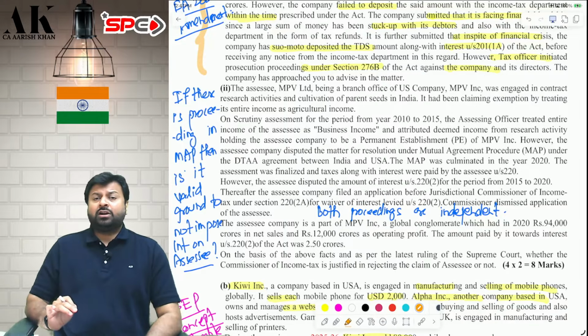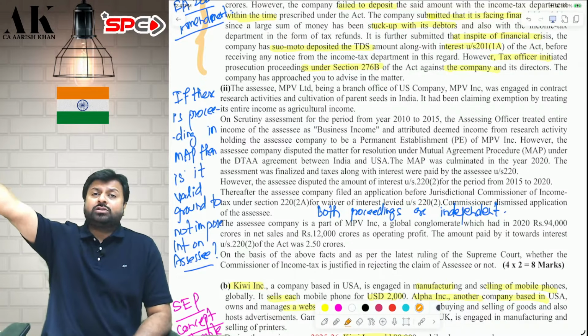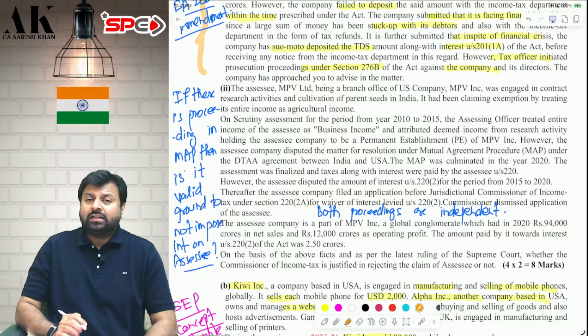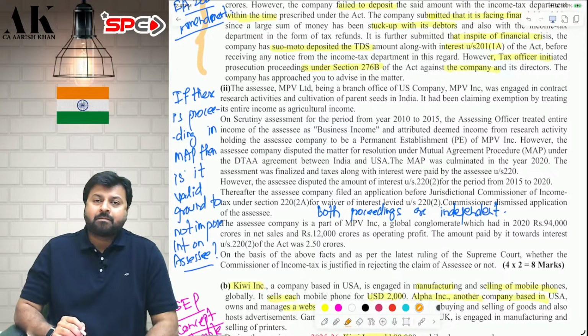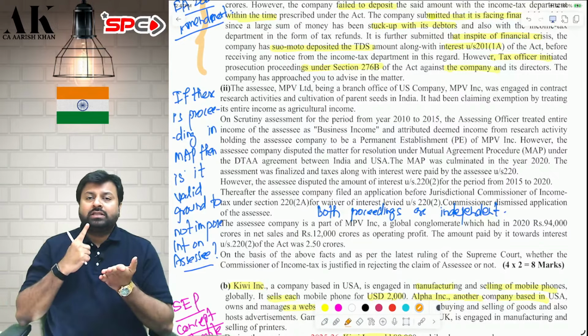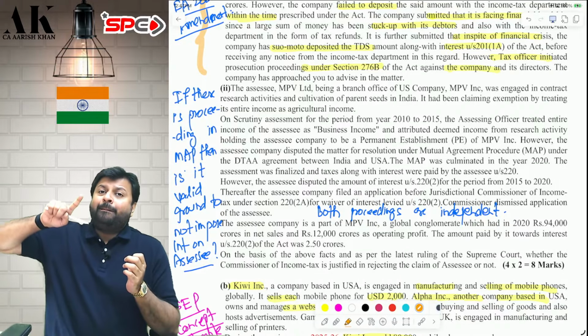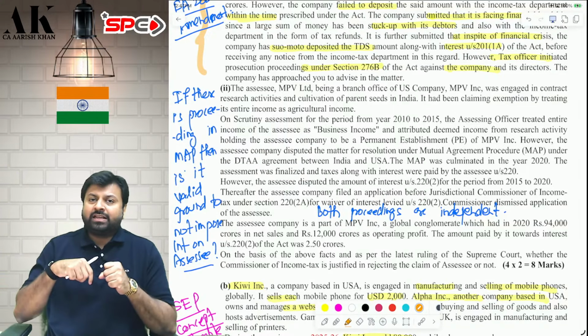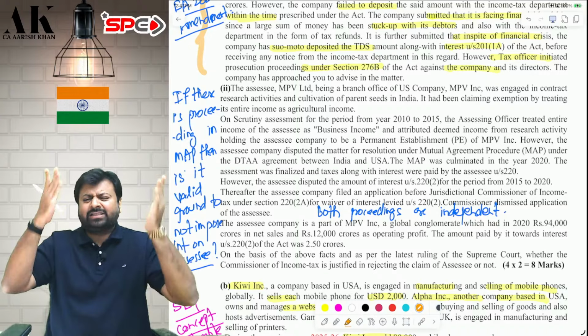Now the assessee is arguing that because my MAP proceeding is already pending, you cannot initiate any other proceeding under the income tax law against me and declare me an assessee in default. So the matter went to the Supreme Court. The issue under consideration is, if a MAP proceeding is already pending at the international level, can the assessing officer in India initiate other proceedings? The answer is yes.